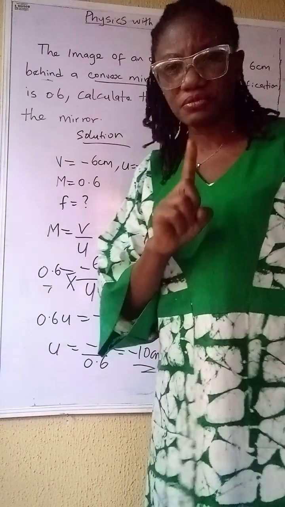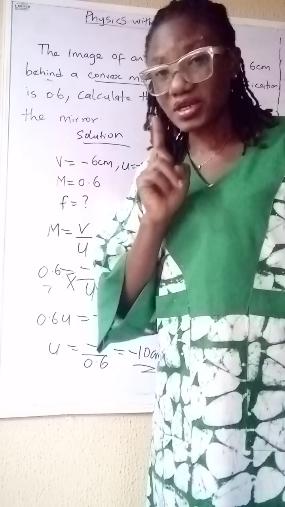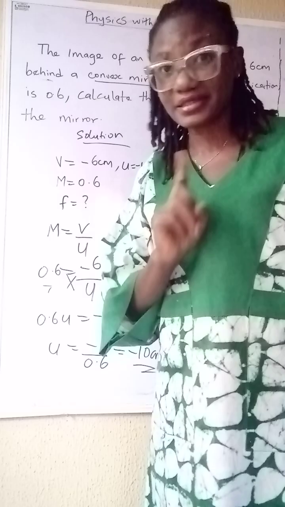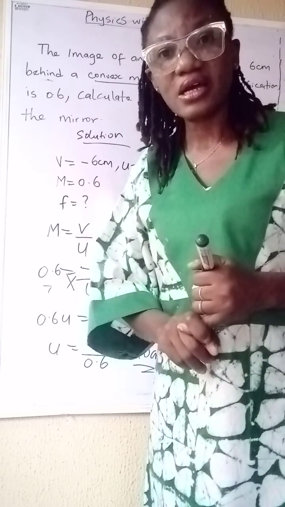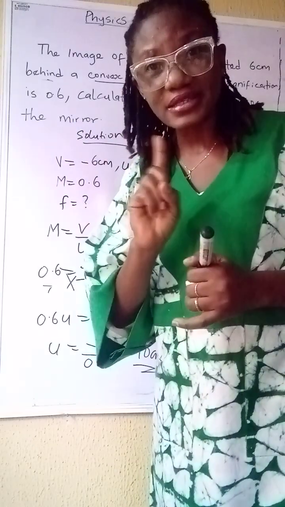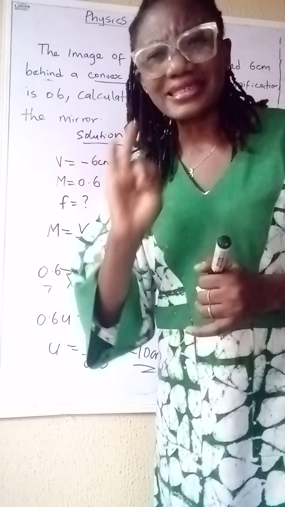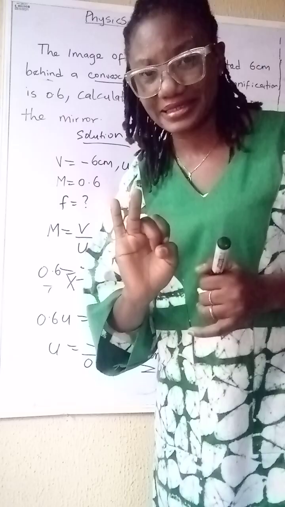Now this minus you are seeing is not a mistake. You remember what I said from the beginning? I said one of the features of convex mirror is that the focal length is negative. Do you still remember what I said? Then secondly, the image distance in convex mirror is negative.